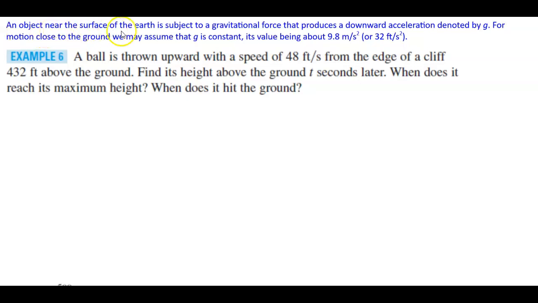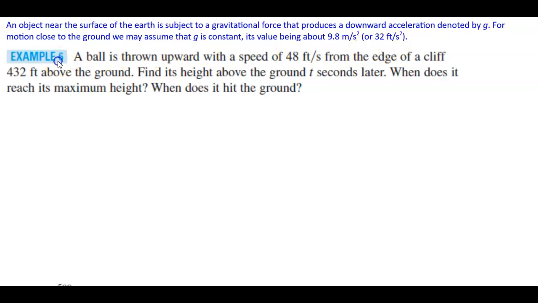An object near the surface of the Earth is subject to gravitational force that produces a downward acceleration denoted by g. For motion close to the ground, we may assume that g is constant, its value being about 9.8 meters per second squared, or 32 feet per second squared.